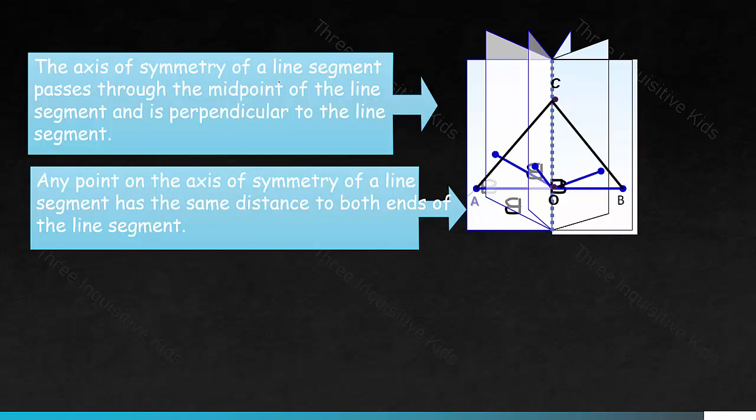The axis of symmetry of a line segment passes through the midpoint of the line segment and is perpendicular to the line segment. Any point on the axis of symmetry of a line segment has the same distance to both ends of the line segment. So, of course, the axis of symmetry has to split a line segment in half, or else it won't be symmetric, and it has to be perpendicular to the line segment. And any point on the axis of symmetry has the same distance to both ends of the line segment. So it doesn't matter where you are on this axis of symmetry, when you connect it with the two ends of this line segment, the distance will always be the same.